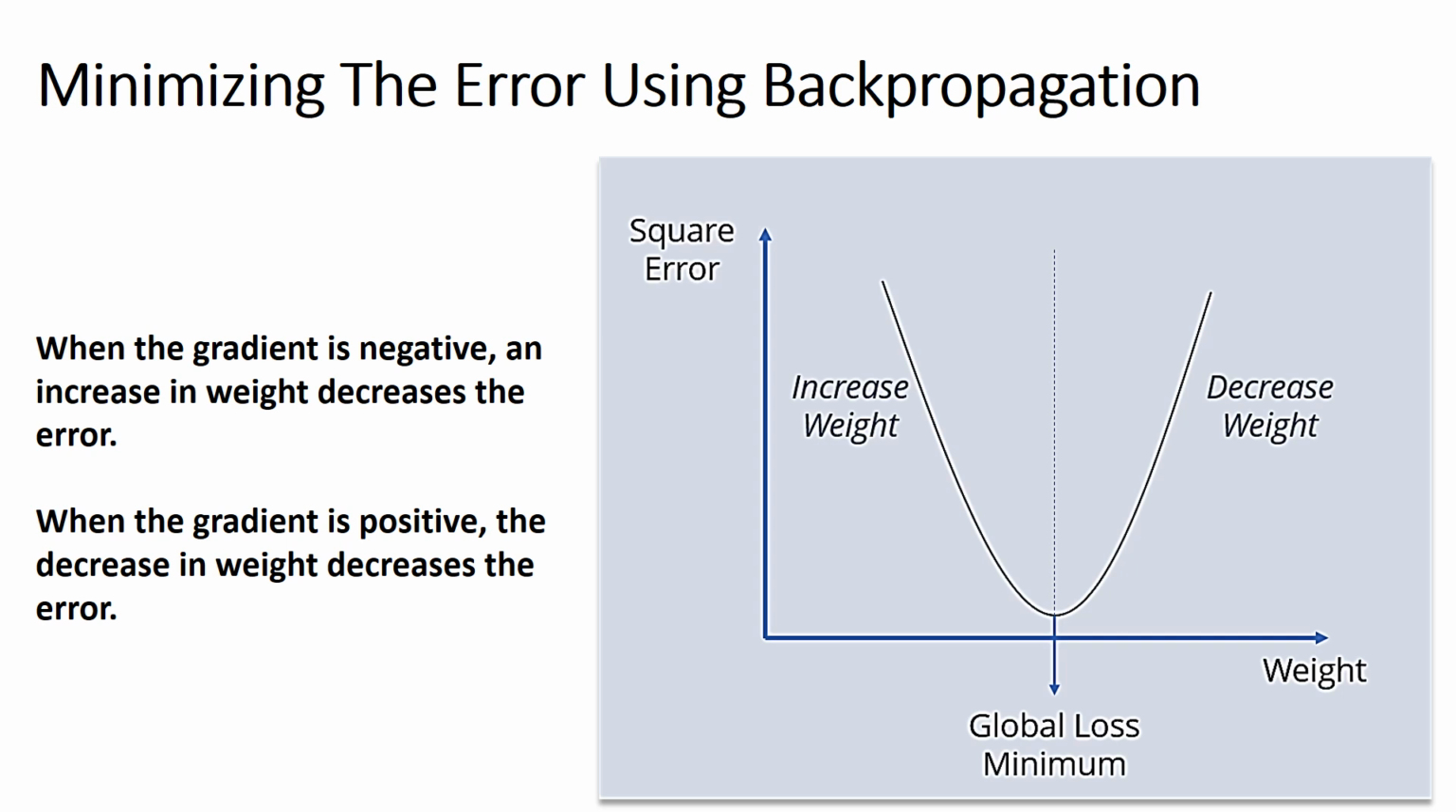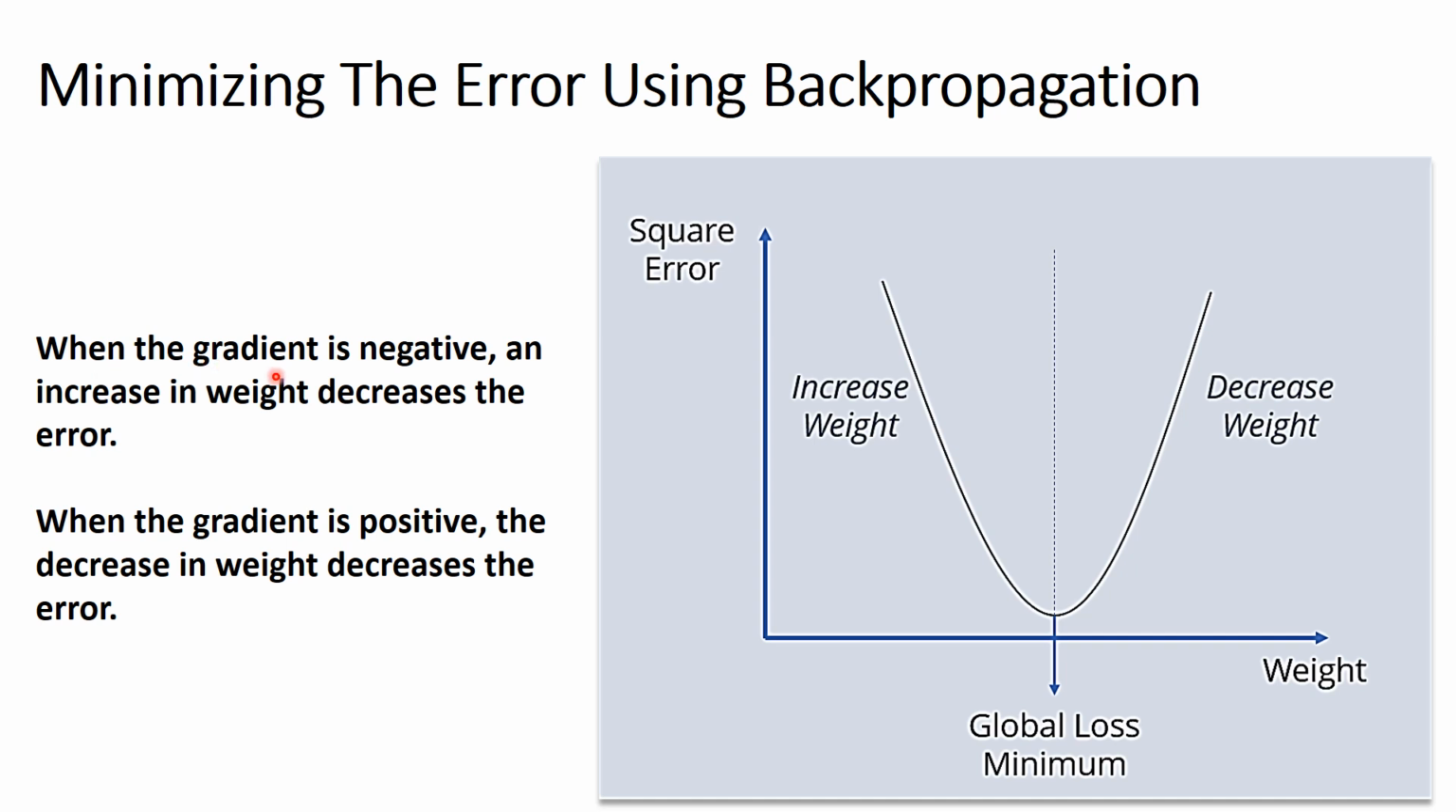Minimizing the error using backpropagation. على المحور ده بيكون في الأوزان، هنا بيكون في السكوير error. دي النقطة اللي عايزين نصل لها في تدريب الشبكة العصبية. Global loss minimum. لما يكون الميل للجريدينت موجب الأوزان decrease weight نقص الأوزان. لما يكون الميل للجريدينت سالب تزيد في الأوزان increase weight. دي النقطة اللي هو المفروض يكون فيها الميل equals 0 global loss minimum.